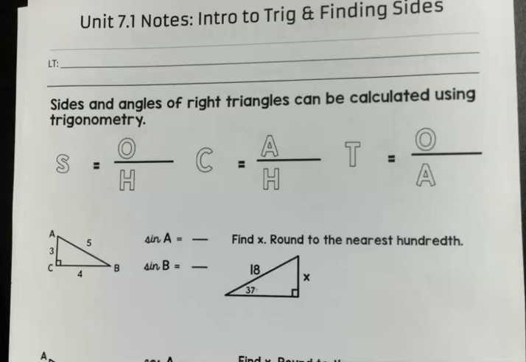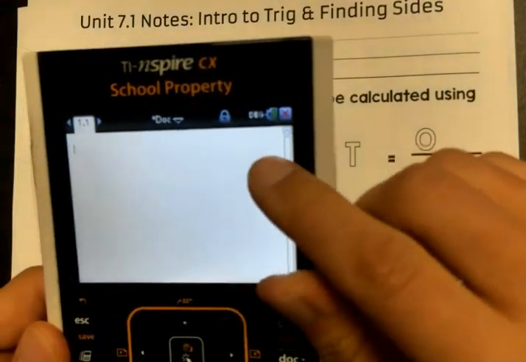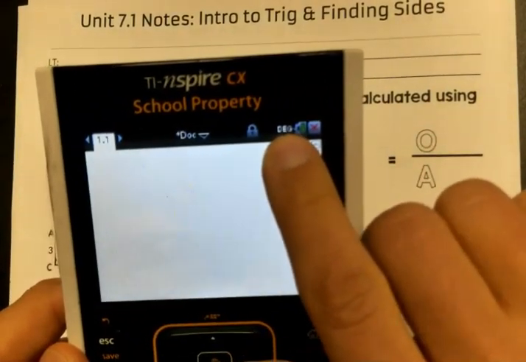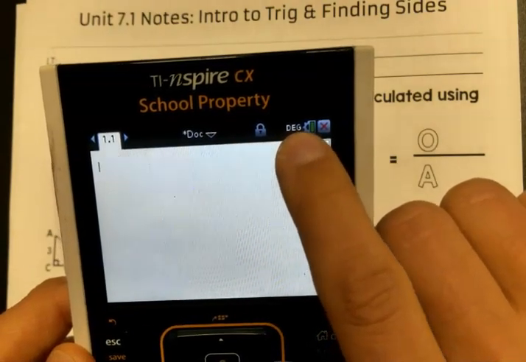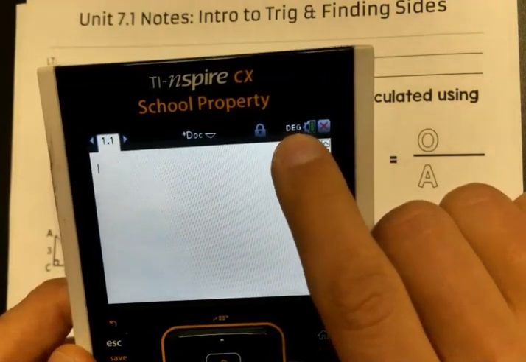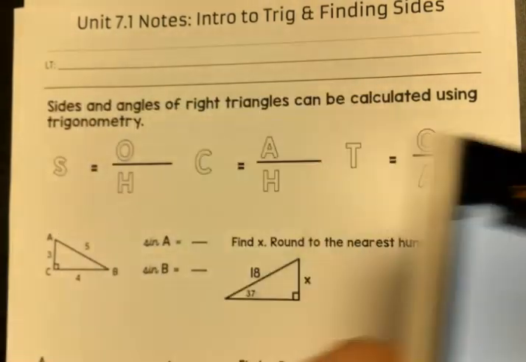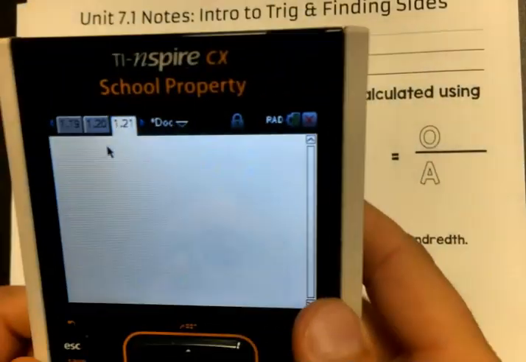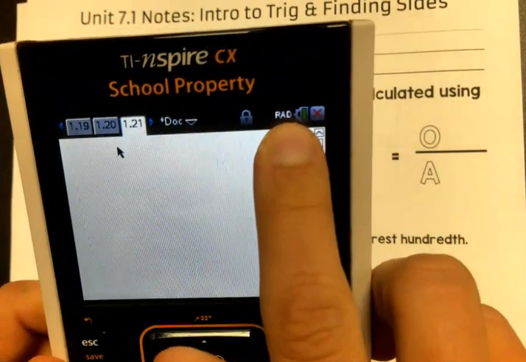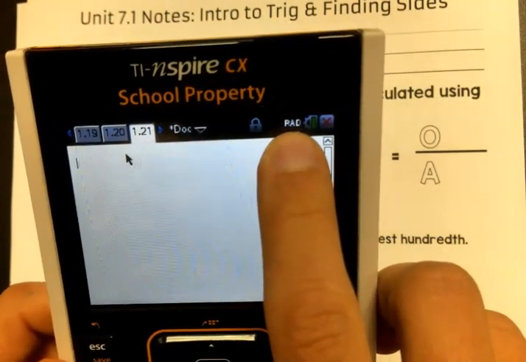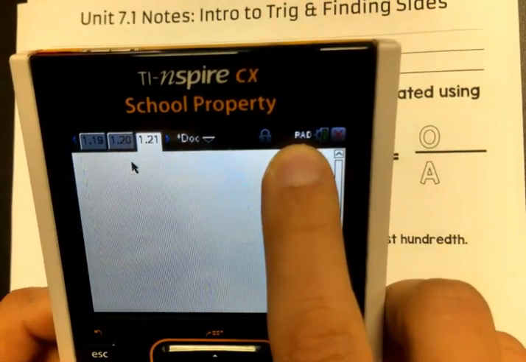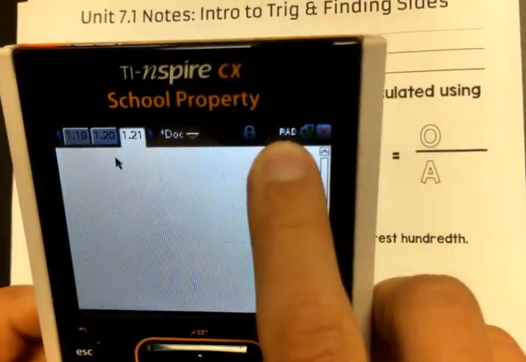All right, the first thing that you need to do with this unit is check your calculator. At the top of your calculator, it should say DEG at the very top, right here, next to the battery symbol. If your calculator, like this other one I'm about to show you, has RAD, you're going to get nothing but wrong answers. Raise your hand if your calculator says RAD and get your teacher to fix that.